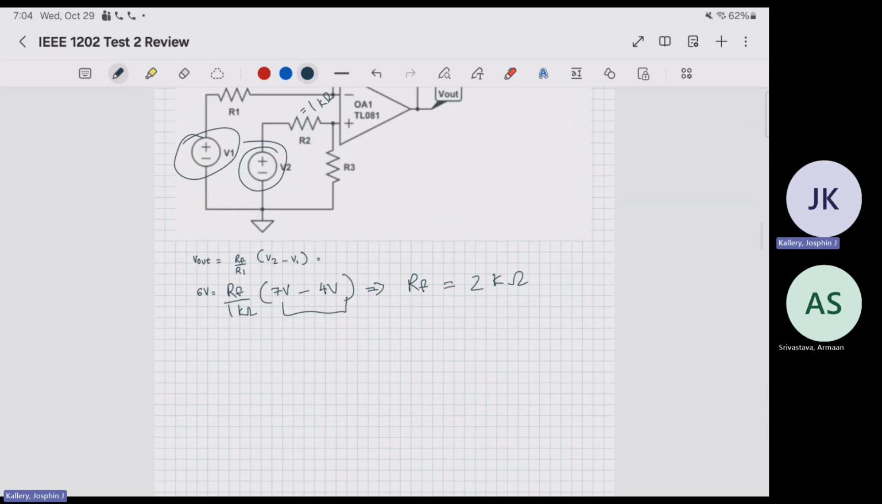Do we have any questions so far over op amps? We're going to be moving on to filters next. All right, cool.